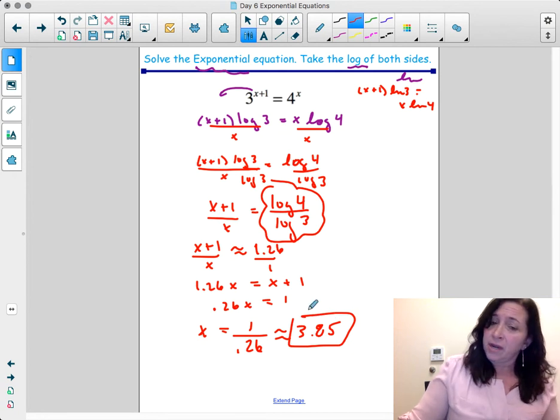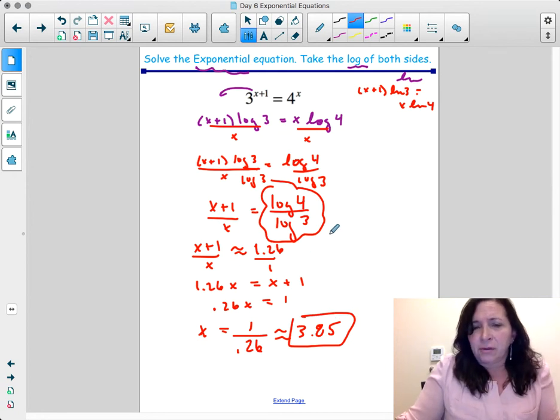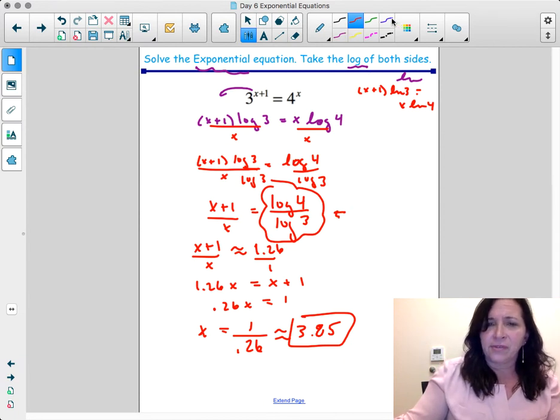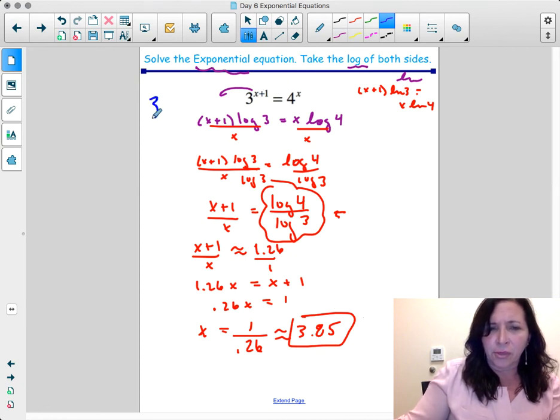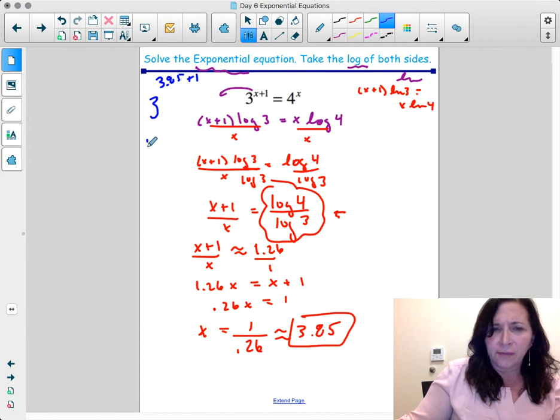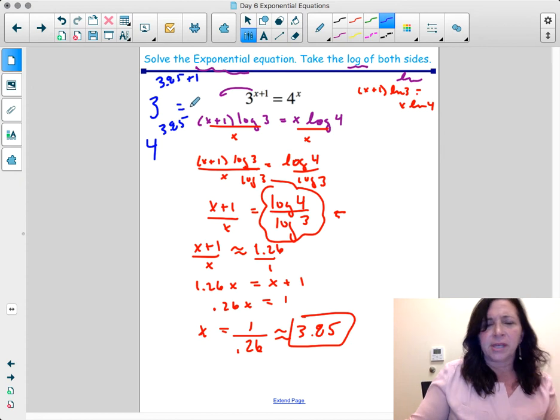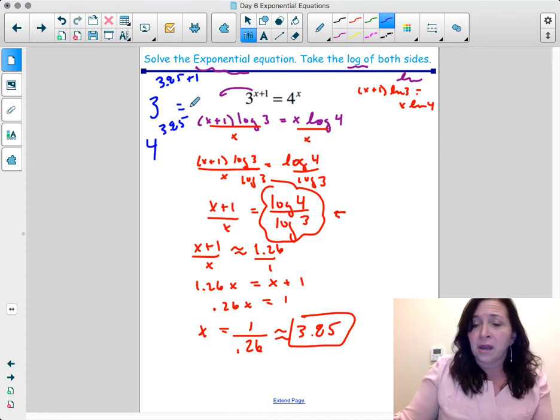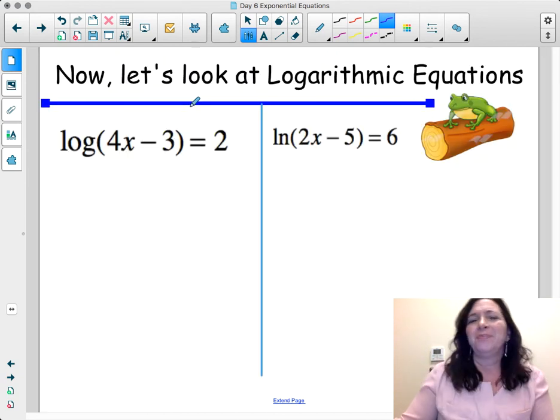Now, I do want to stress that I think I got the right answer, but because I don't have a calculator, something could have gone wrong here. However, I absolutely can double check if I plug my answer back up here. Meaning if I go 3 to the 3.85 plus 1, I should get 4 to the 3.85, whatever that is. These should be equal. So you definitely can check your answer on these problems, and I would if I had a calculator.